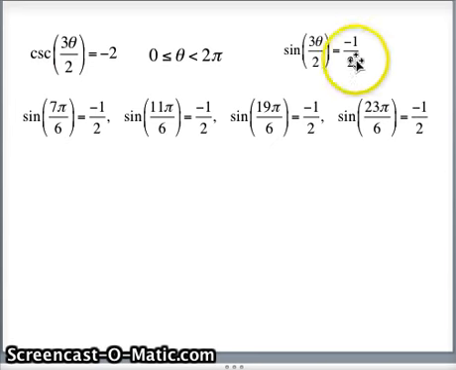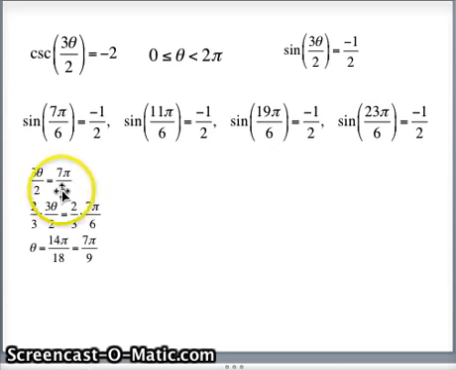Sine of 3 theta over 2 is negative 1/2. Sine of 7 pi over 6 equals negative 1/2. Therefore, 3 theta over 2 should equal 7 pi over 6. Solving for theta, we'll multiply both sides by 2/3. 2/3 times 3 theta over 2 is theta. 2/3 times 7 pi over 6 is 14 pi over 18, which reduces to 7 pi over 9. And that one's good because it is between 0 and 2 pi. No problem there.